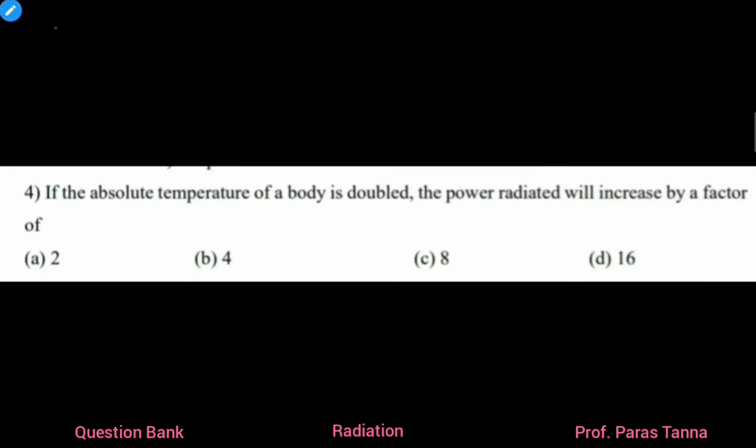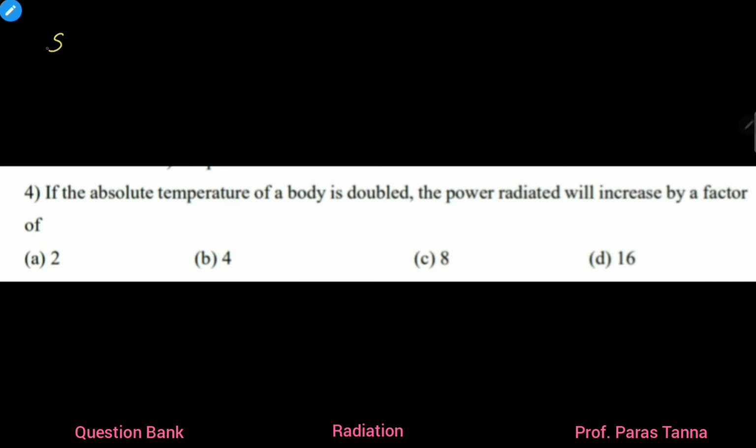Chapter Radiation MCQ number 4. If the absolute temperature of a body is doubled, the power radiated will increase by a factor of. Your options are option A 2, option B 4, option C 8 and option D 16.